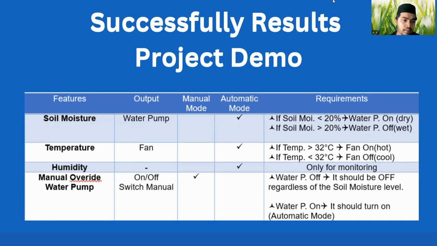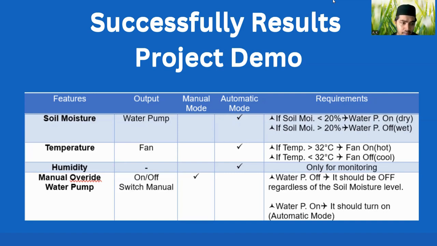The next is the temperature sensor, which is linked to the fan. It is also in automate, and its requirement is if the temperature is greater than 32 degrees Celsius, the fan will be turned on, which is hot. If the temperature is less than 32 degrees Celsius, the fan will be turned off, which is cool. Next is the humidity sensor. It is just for monitoring environmental humidity.